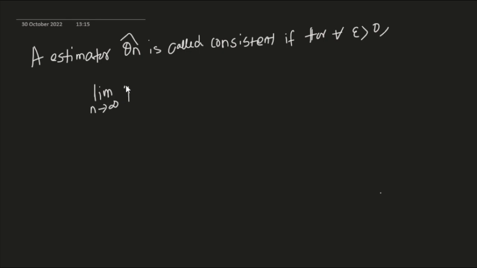The limit as n tends to infinity of the probability that |θn cap minus θ| is greater than or equal to epsilon is equal to 0. Here θ is the parameter which θn cap is estimating, of course. So we say that θn is a consistent estimator if the following property is satisfied, right?